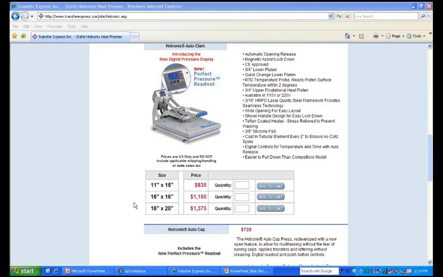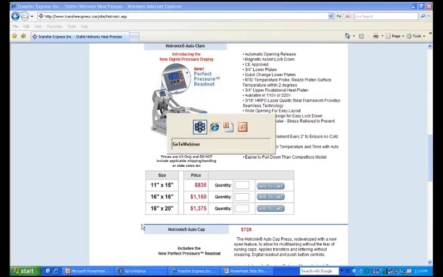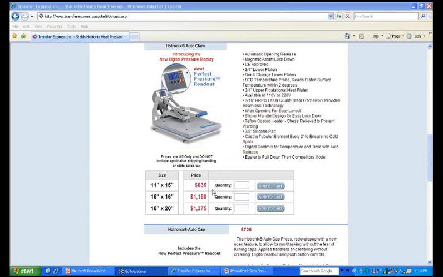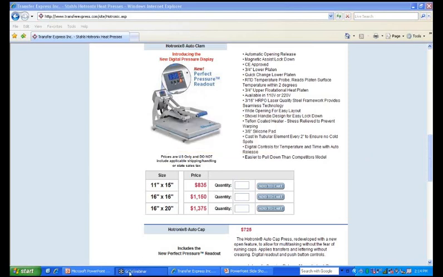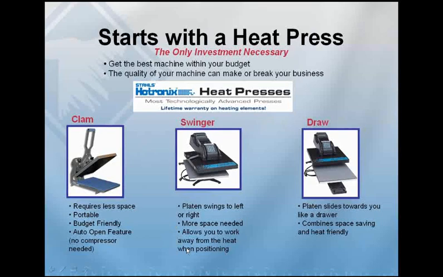The one that I was missing was 11 by 15. So 11 by 15, 16 by 16, or 16 by 20. People always say, well, which one do you suggest? If you're using just transfers, most transfers fit very nicely within the 16 by 16. If you're doing oversized garments, like hockey jerseys or football jerseys, the 16 by 20 is probably the better choice of the two. So just a little suggestion.